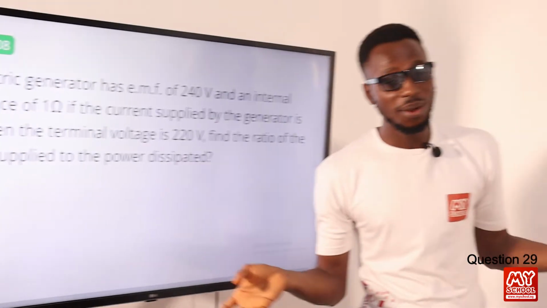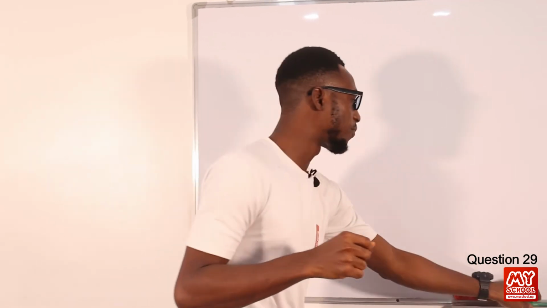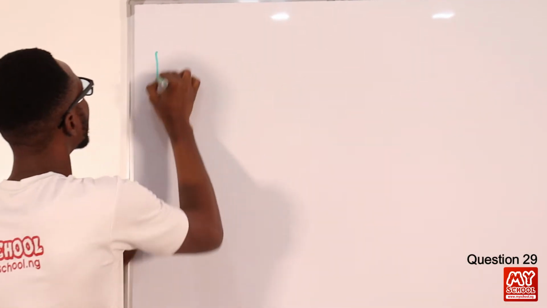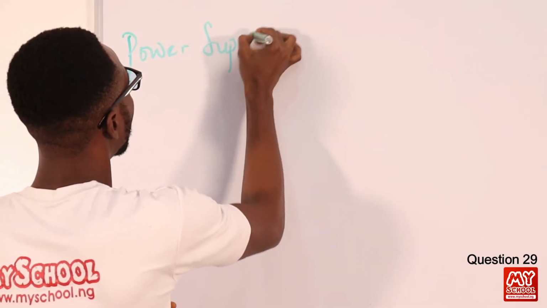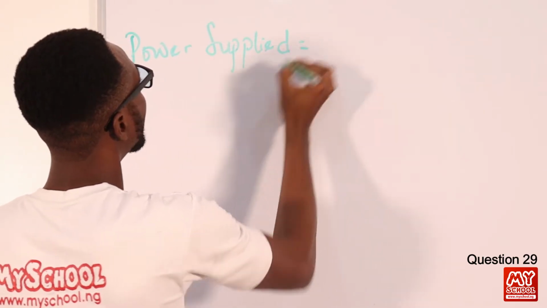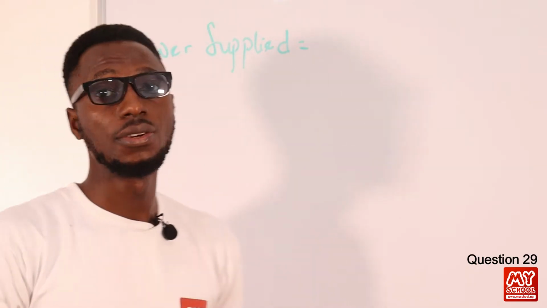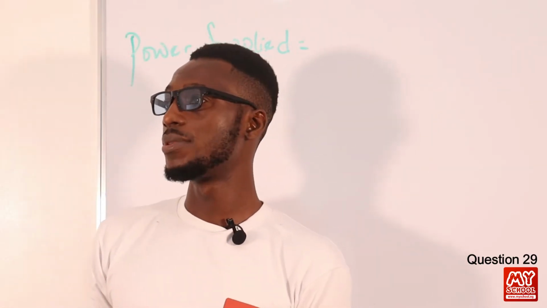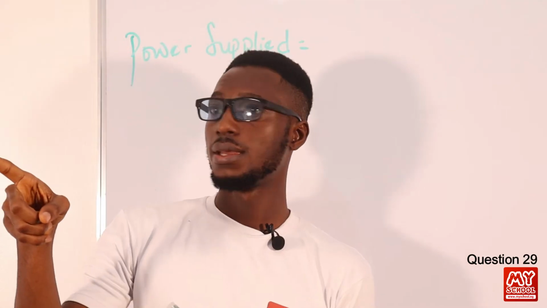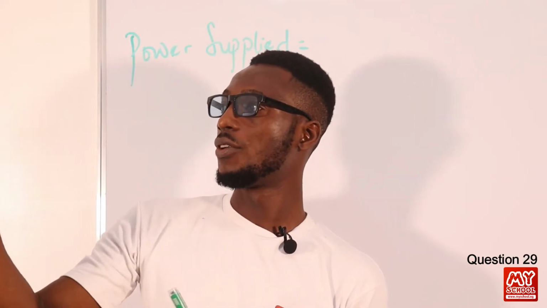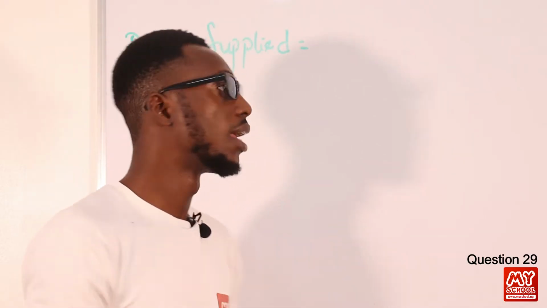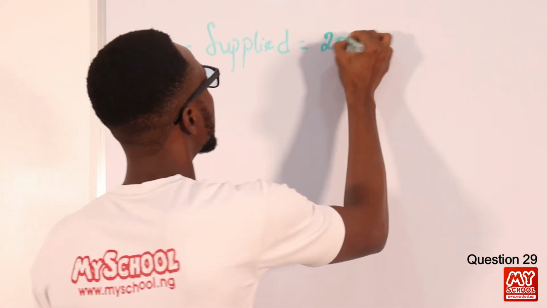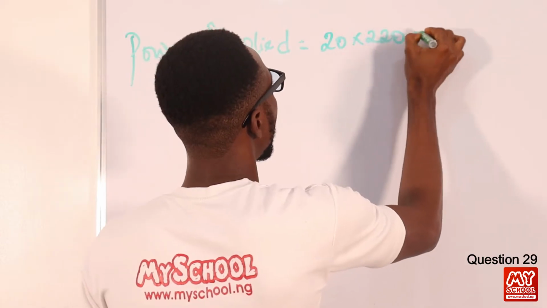So at first, let's start with the power supplied. That's actually I times V. Formula for power, you can use I times V. So we have 20 amperes, when the terminal voltage is 220. So that's actually 20 times 220.